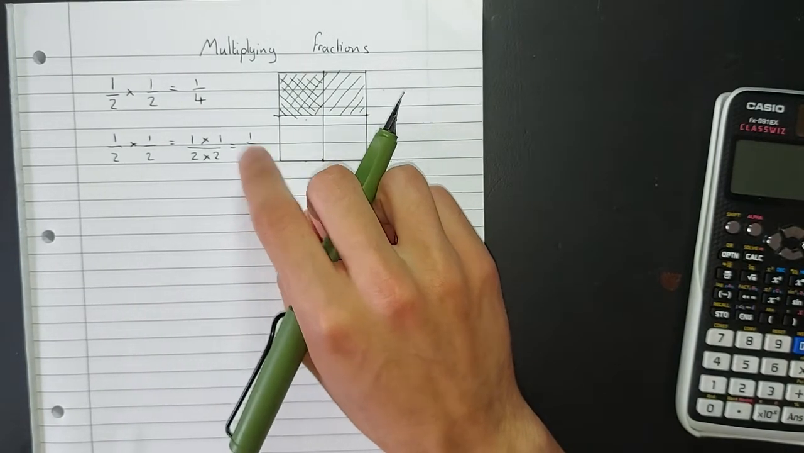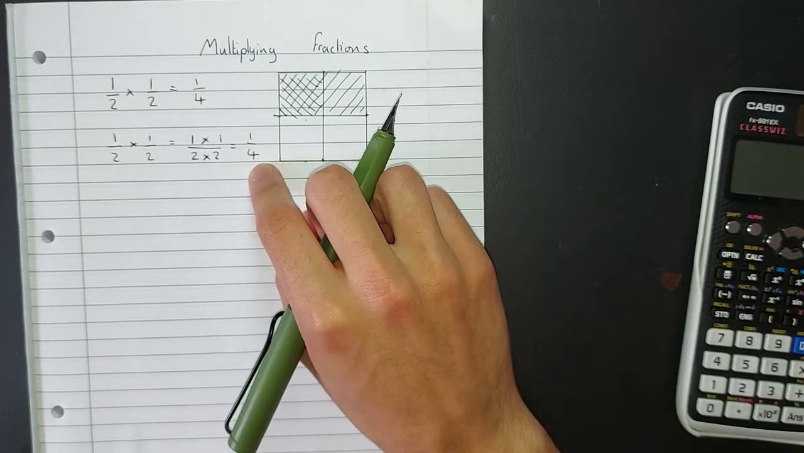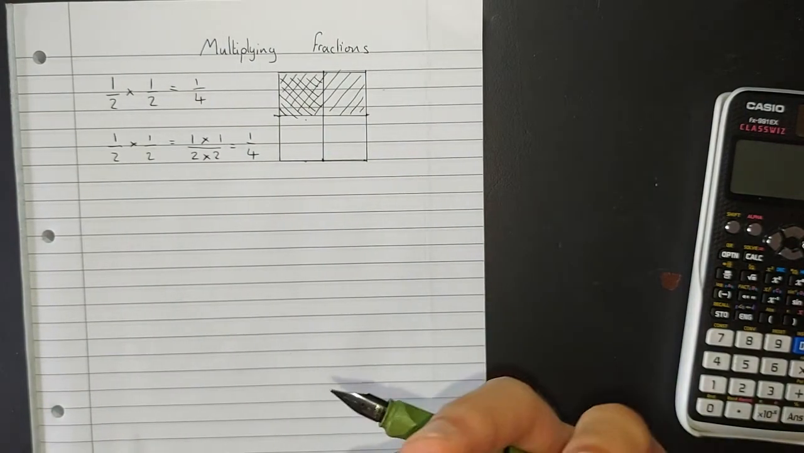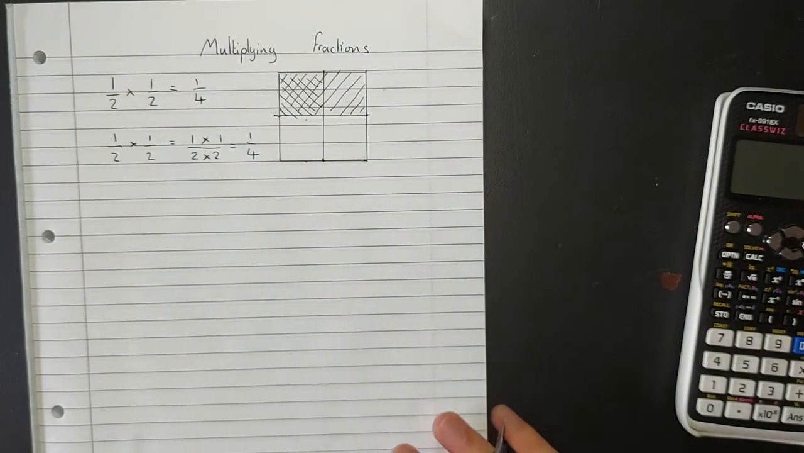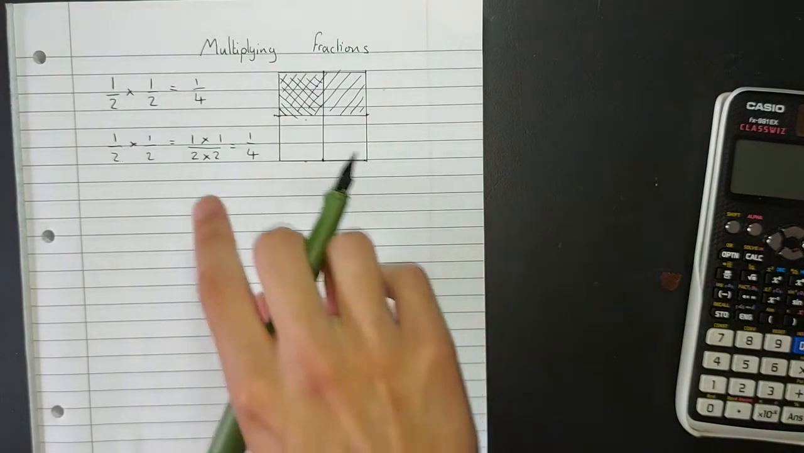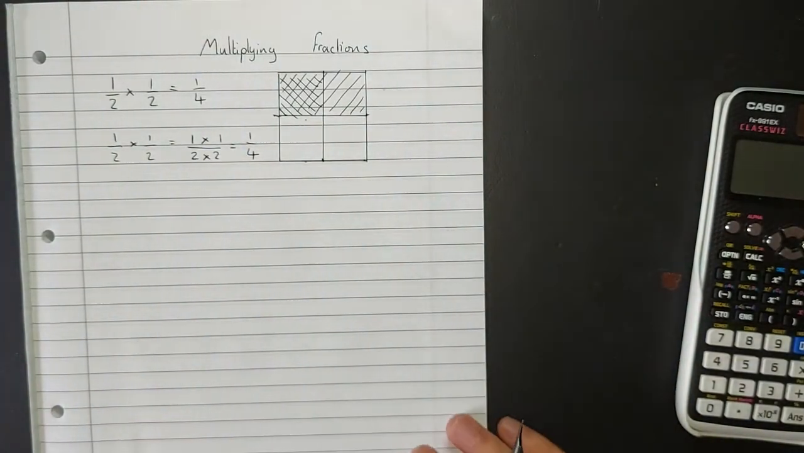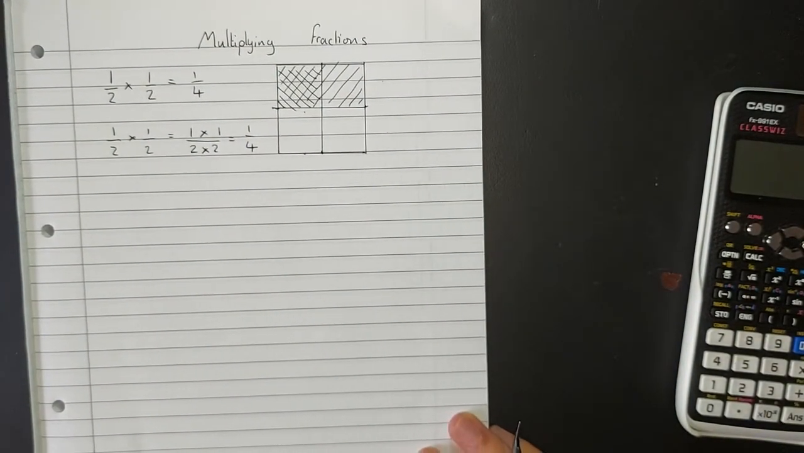Okay, once you're at this point where you've got an answer, that's when you look to see if you can simplify. We'll look at another method in the next video of when you can simplify during your calculation, but in the meantime we're just going to multiply them out and then look to see if we can simplify. Okay, so that's example number one. We've got half times a half gives us a quarter.